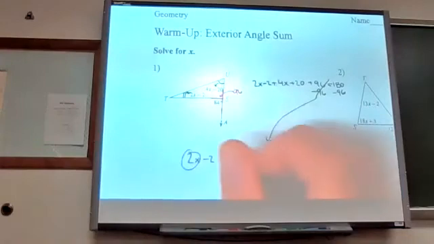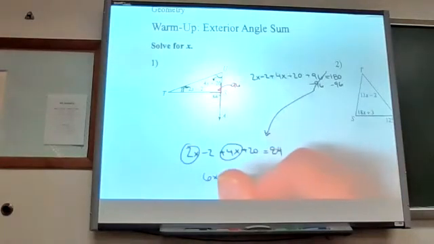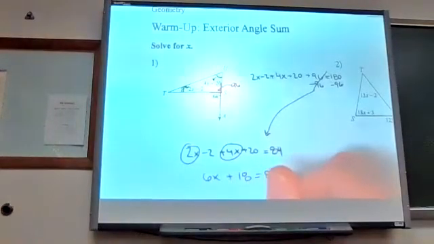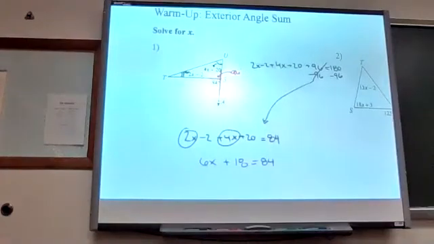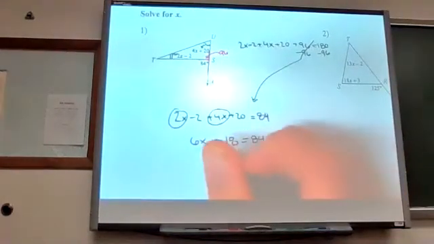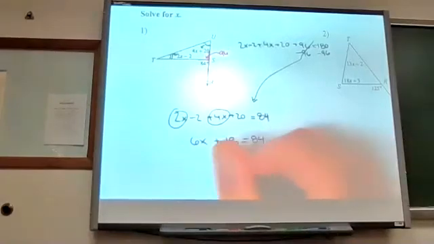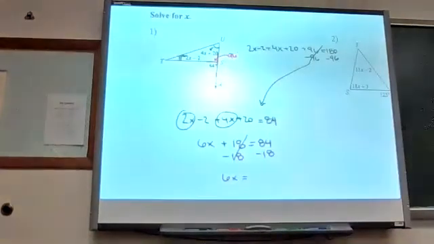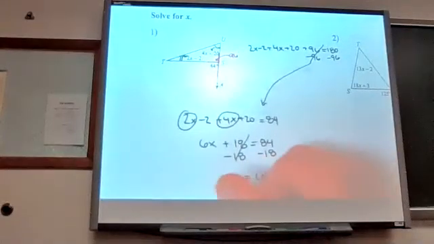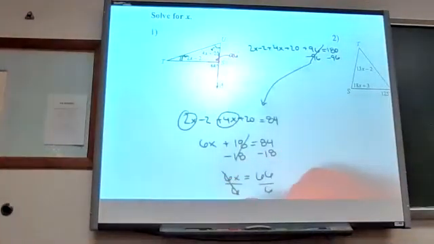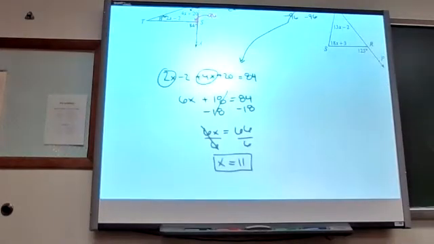So I have 6 x's all together, and 20 and negative 2 gives me 18 equals 84. And subtracting 18, where is that going to bring me? 6x equals 66, and divide by 6, and x equals 11. Oops.